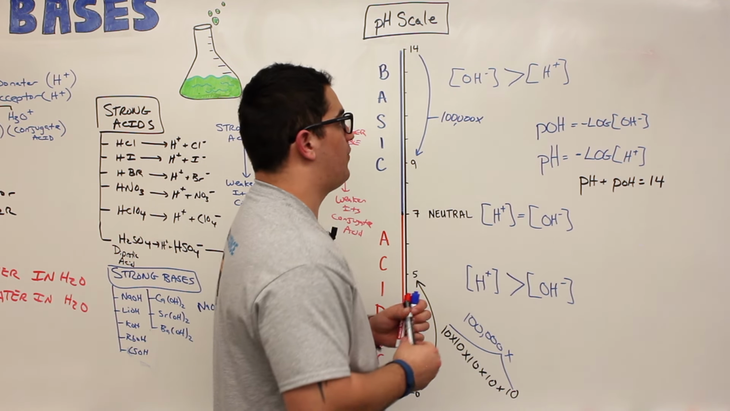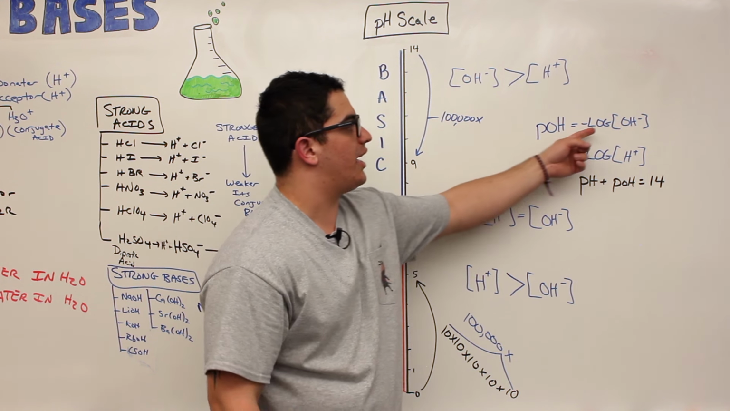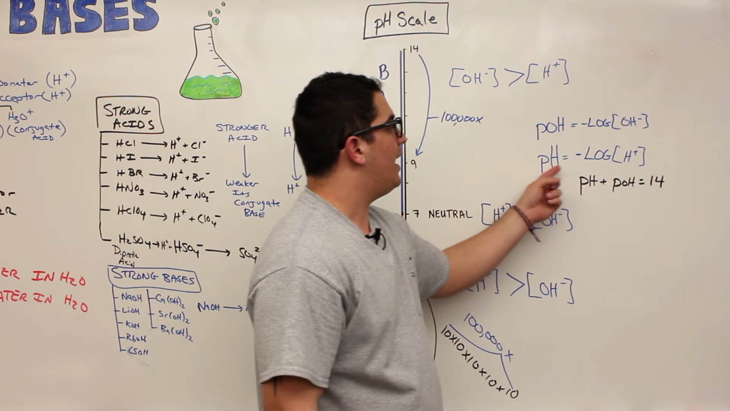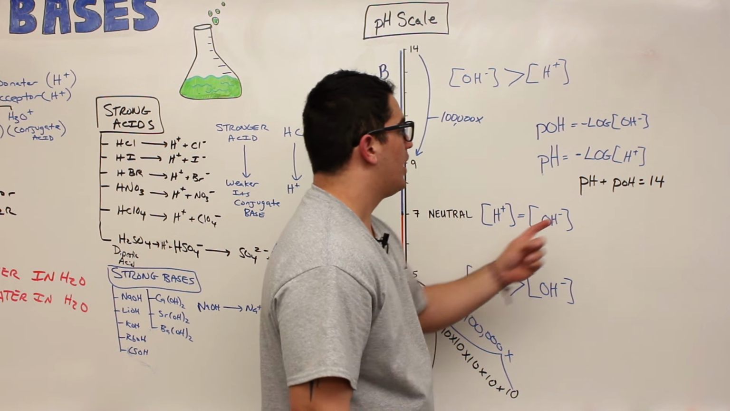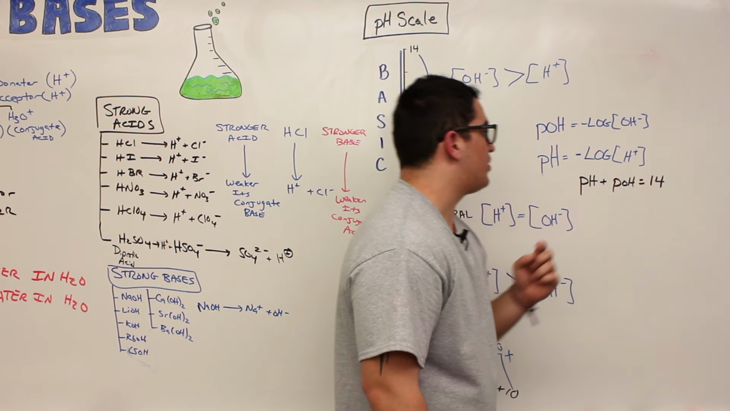And that's how we got a lot of these formulas, right? So what do we have so far? We have pOH equals negative log of the hydroxide ion, pH equals negative log of the hydronium ion, and then pH plus pOH equals 14.